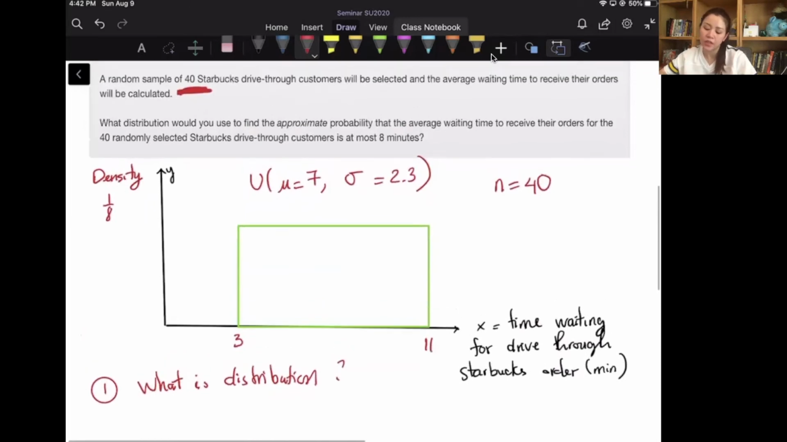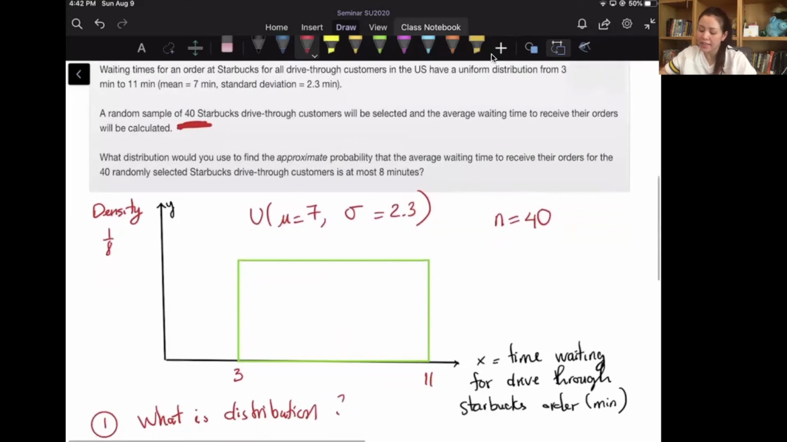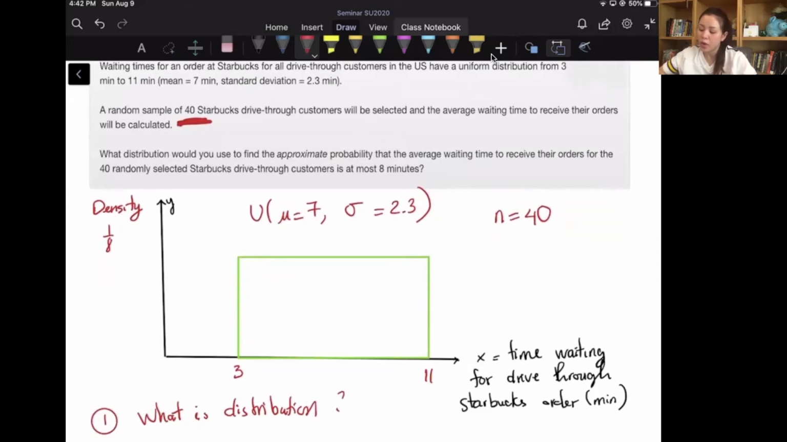So here I draw the graph for you, where the starting time is 3 and it goes to 11 minutes, the mean is 7, and the standard deviation is 2.3. The density is 1 over b minus a, which is 1 over 11 minus 3, which is 1 over 8. And x on the x-axis represents the time waiting for a drive-through Starbucks order in minutes.